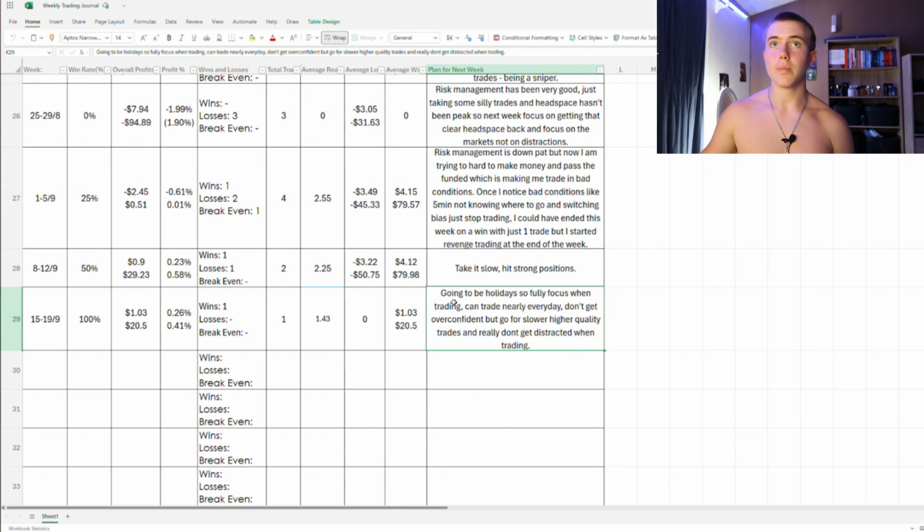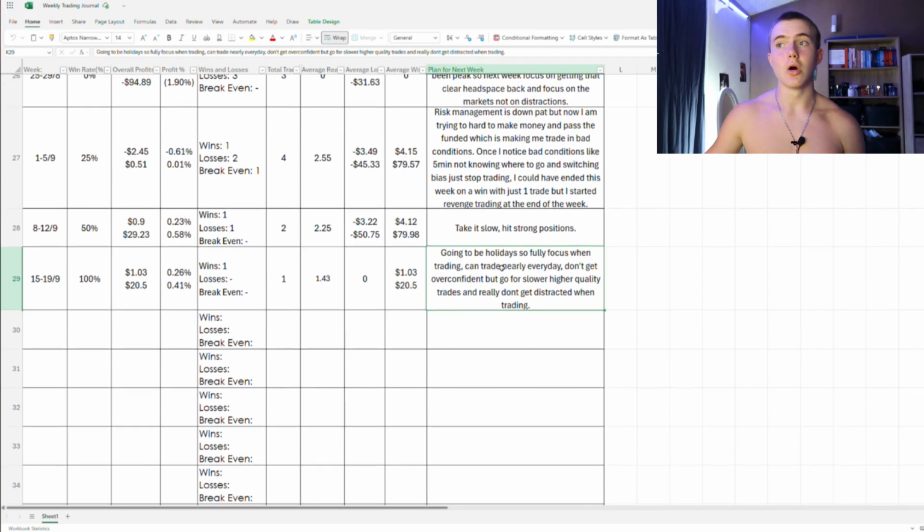But yeah, the plan for next week, this is what you guys gotta do. So on the weekend, this is what I'll be doing. I'll be locking in and focusing on what I can better from this week to next week and apply the things that I've learned from my trades. So yeah, it's going to be holidays, so fully focused on trading, and I can trade nearly every day. And don't get overconfident, but go for slower, higher quality trades, and really don't get distracted when trading.